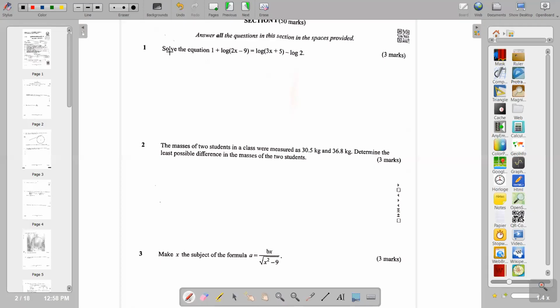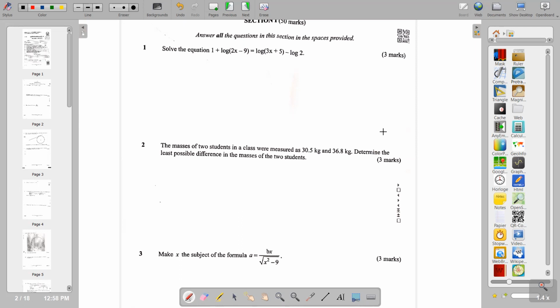Mathematics paper 2, question number 1. This one is further logarithms in form 3. This is a question of further logarithms form 3.